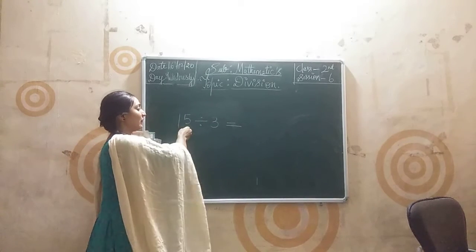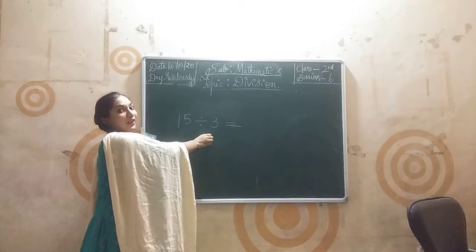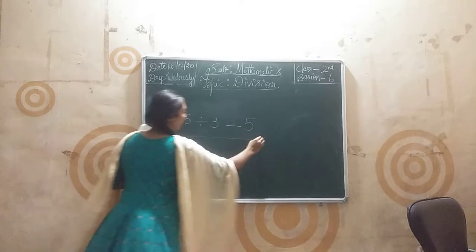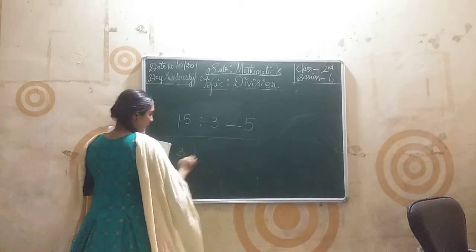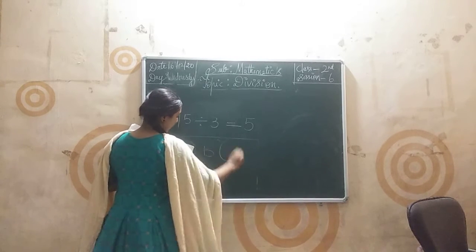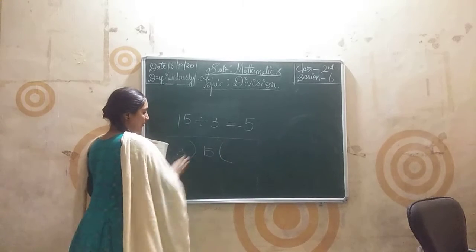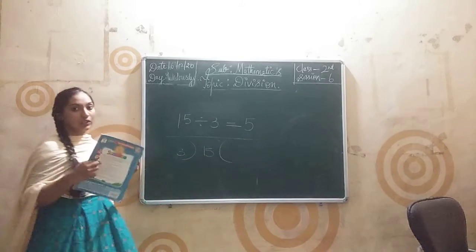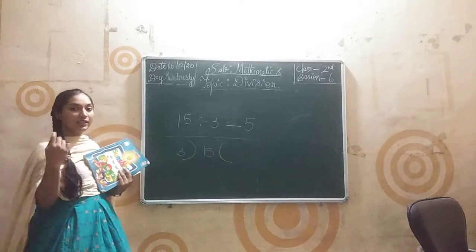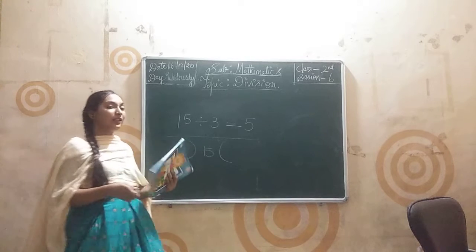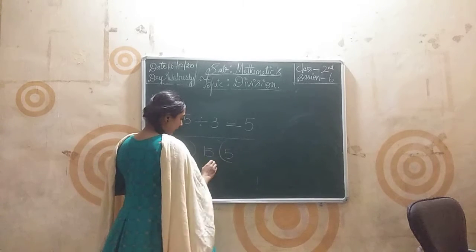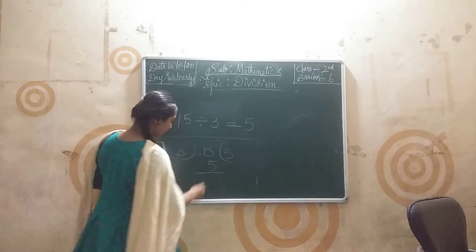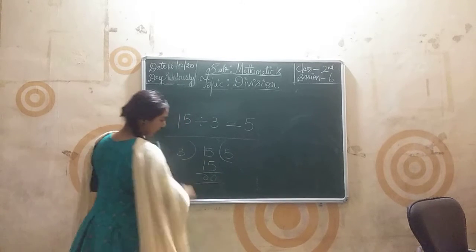15 we get in the 3 times table: 3 fives are 15. Or else you can do it like this, in this method also. We have to see whether the number 15 is in the 3 times table or not. 3 ones are 3, 3 twos are 6, 3 threes are 9, 3 fours are 12, 3 fives are 15. So here 5 times 3 is equal to 15, remainder 0.